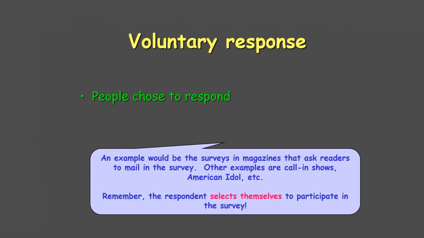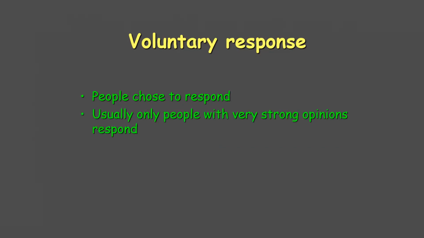An example would be surveys in magazines that ask readers to mail in the survey. Other examples would be all of your call-in shows, American Idol and whatnot. They're saying, hey, call and vote, and you're choosing to either pick up that phone and call and vote. So respondents select themselves to participate in the survey. That is a voluntary response. Usually only people with very strong opinions respond. This is one of the disadvantages of voluntary response.